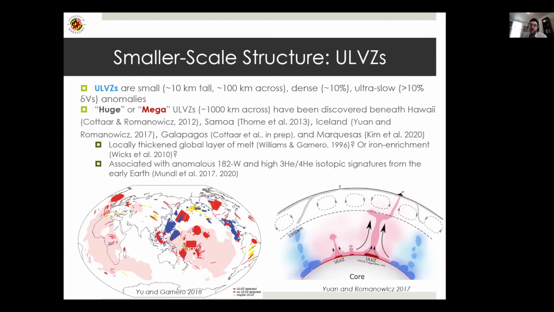We also don't know whether these ULVZs are actually a solid state phenomenon. They could, for example, represent iron enrichment. We do seem to find an association between anomalous isotopic signatures of tungsten and helium, which are associated with the early Earth, and the presence of these mega ULVZs. And this is work by Mundell and collaborators.